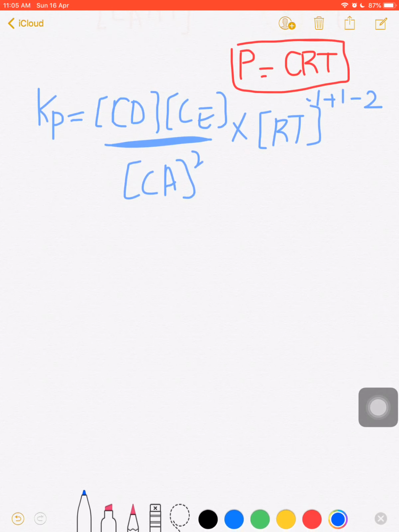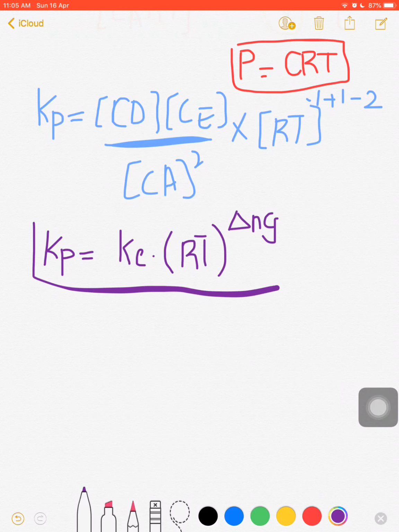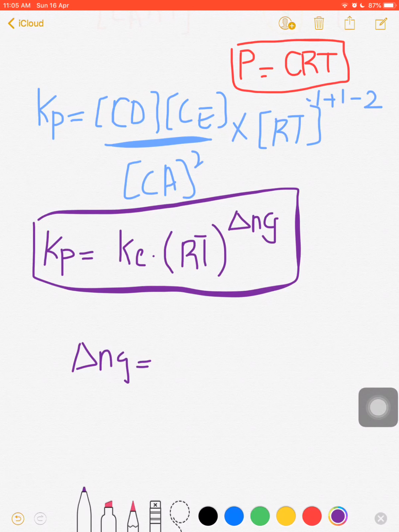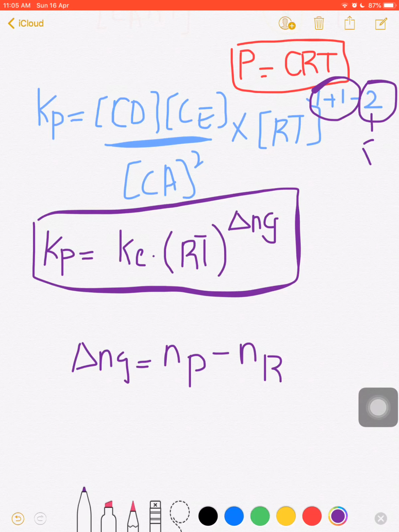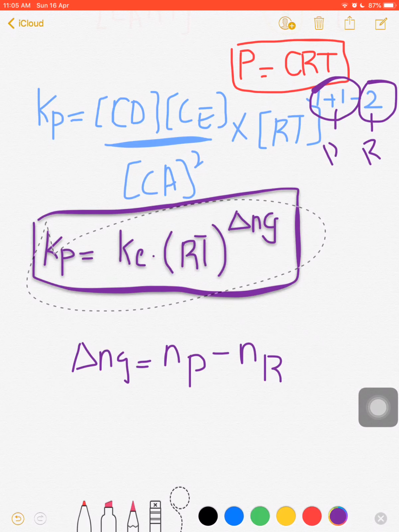So here we will put Kp is equal to Kc dot RT to the power delta Ng. This will be the formula which will be produced. Now here you will be wondering how delta Ng came over here. As you can see over, delta Ng is basically equal to number of moles of product minus number of moles of reactant. As you can see over here, this 1 plus 1 are of product and this 2 is of reactant. So this is how this formula is generated, right?